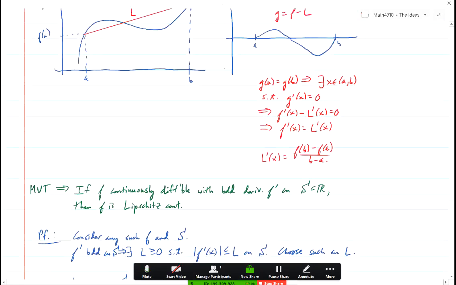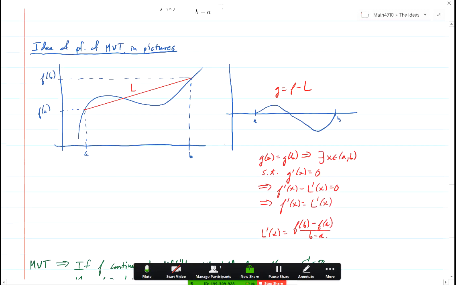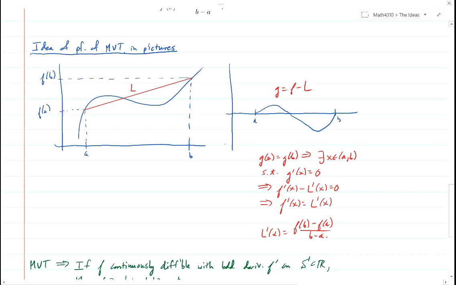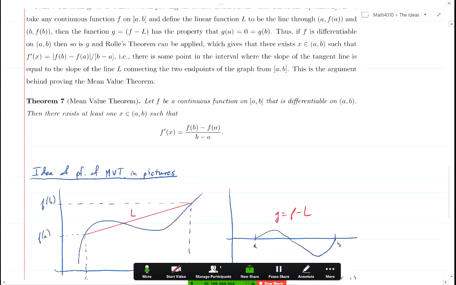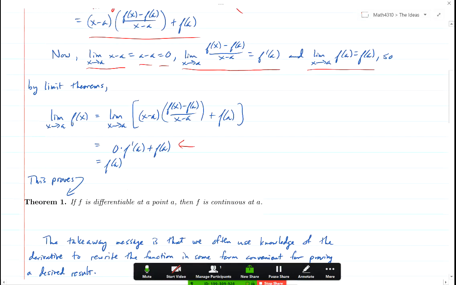I'll just stop with this main idea and the main takeaway of derivatives, or one of the main takeaways at least, is that we often use the existence of derivatives and the idea that a function is differentiable to write other functions in more convenient forms for where other results can apply. Like in this case, that Rolle's theorem applies to g.